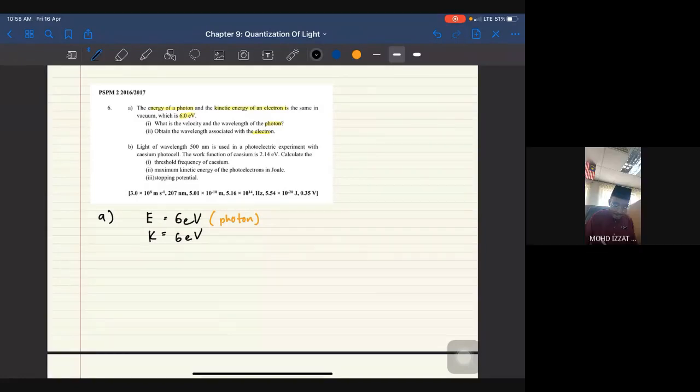So this one is for electron. Okay, what is the difference between photon and electron? Apa beza dia? Photon tu cahaya, electron tu particle. So it's two different things. Okay, so they said that you have the same energy. Walaupun dia tulis EV, this one is energy. Dia bukan joule lah. Okay, what is the velocity and the wavelength of the photon?